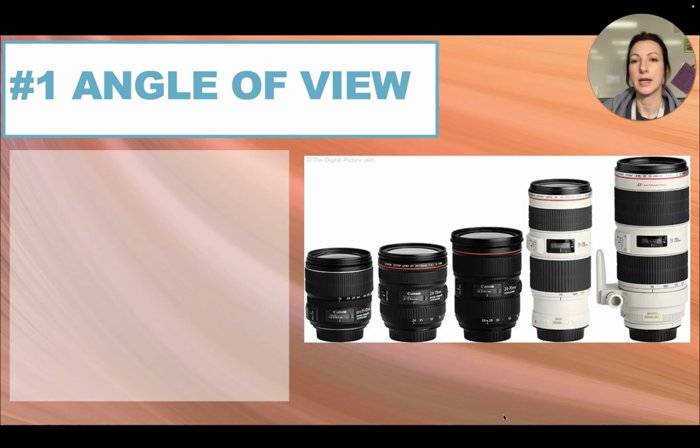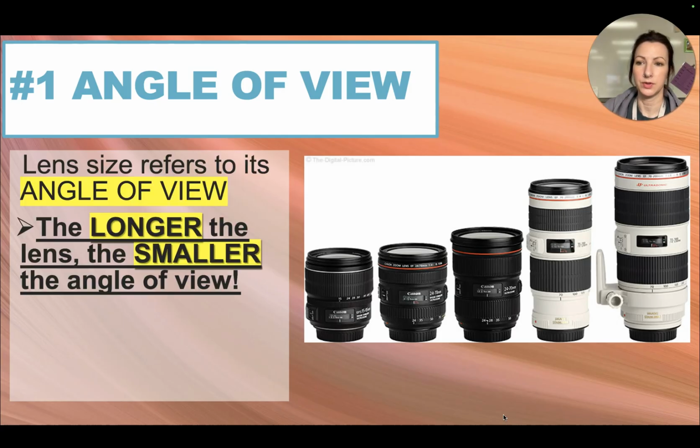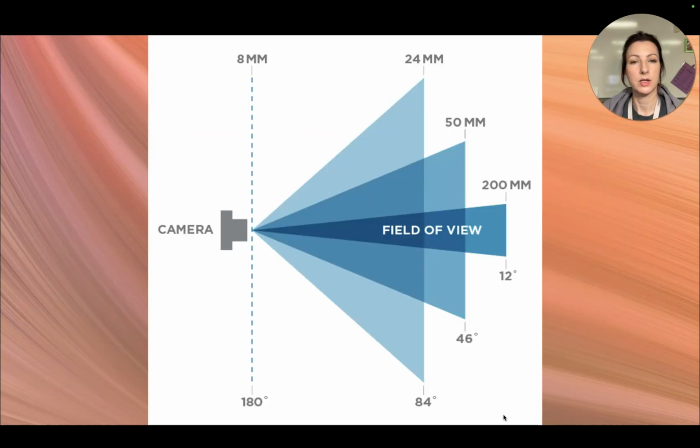So first is angle of view. Your lens size refers to its angle of view. The longer that lens, the smaller the angle of view because everything's going to be close up and compacted. Lenses can be wide, telephoto, normal, and zoom. So here is a little diagram. The wider the lens, the more frame you have, the more you can see in front of you, and then the longer it is, the less you can see in front of you.